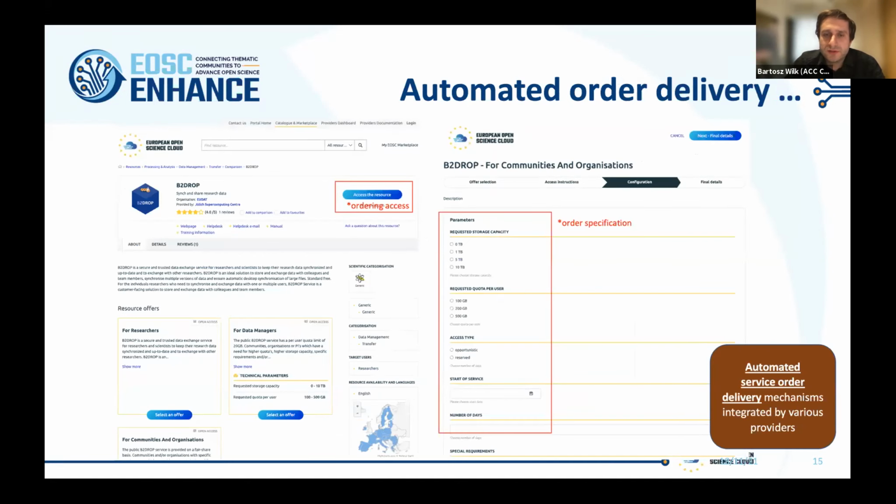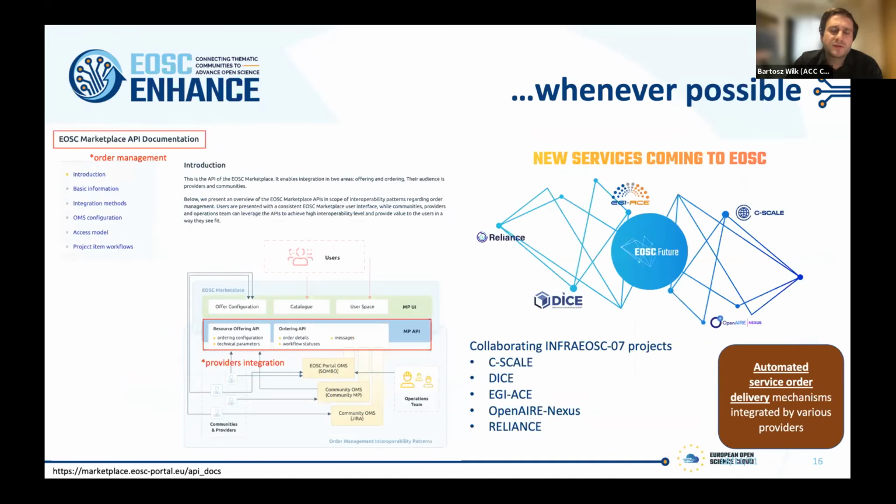Automated order delivery is the process you probably know from some of the providers who wanted to engage this, but in the scope of EOSC Future, the capabilities for providers are much bigger, and it will result in a much more integrated environment and many more services available to be provisioned on demand.